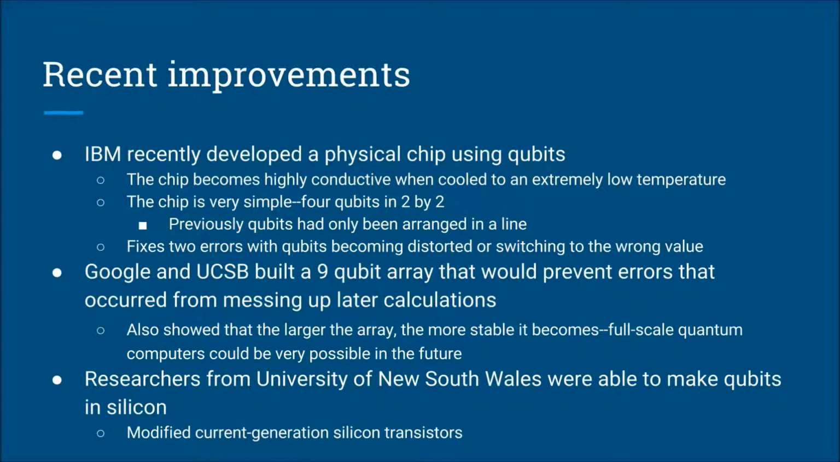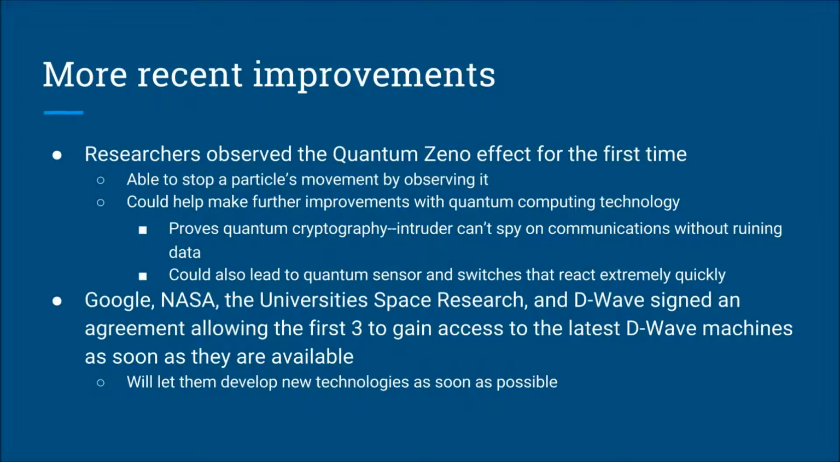So basically what they did was they modified current gen silicon transistors from a normal computer and then used those to have qubits instead of bits. And that was pretty cool because that could be a new way to tackle this problem and could make it more practical and happen sooner. And then there have been also more recent improvements lately.